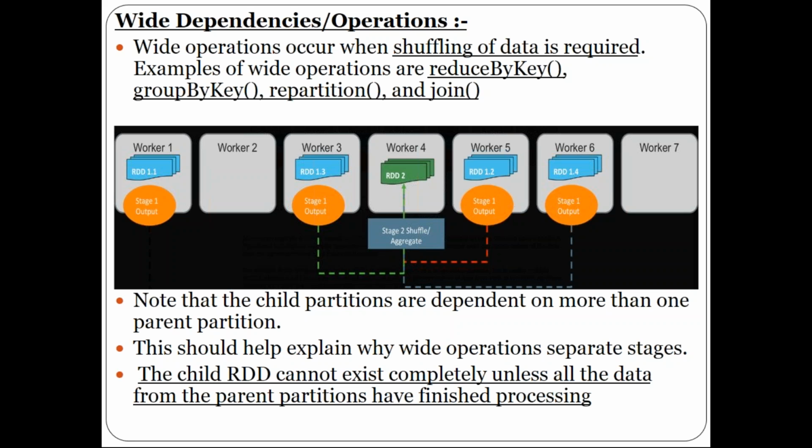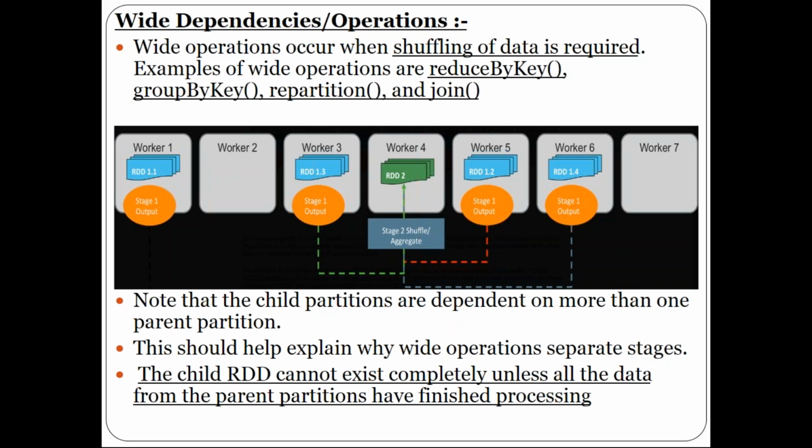Try to understand now. Wide operations occur when shuffling of data is required. Shuffling of data will happen with reduceByKey, groupByKey, repartition and join. For example, what is reduceByKey doing? With 1, 2, 3, 4, 5, reduceByKey with A comma B, A plus B, it is doing 1 plus 2 plus 3 plus 4 plus 5 and gives you the result. Initially you have 5 data elements and your result is 1 data element. It is reducing from 5 to 1. During this 5 to 1, there is no shuffling, which is fine.